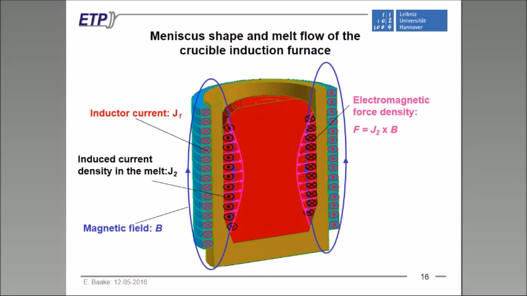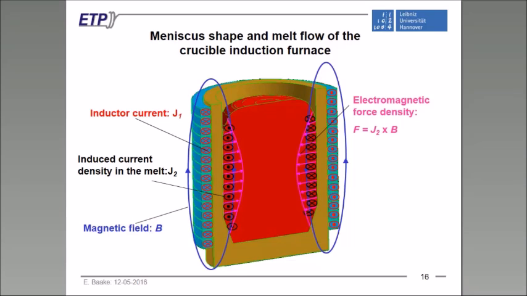And due to the inhomogeneous magnetic field distribution and current distribution, this means that we have a stronger magnetic field in the middle height of the furnace, and a lower magnetic field in the lower and upper part due to the end effect. So the electromagnetic force density is not constant over the height of the crucible, but has its maximum in the middle part of the furnace. And these electromagnetic forces lead to two effects.